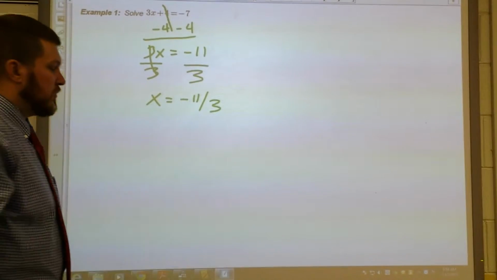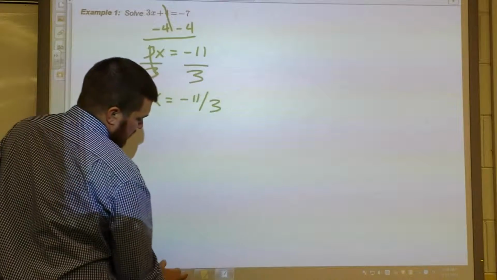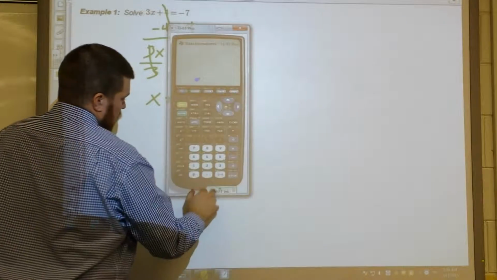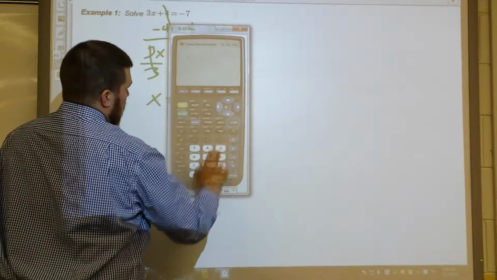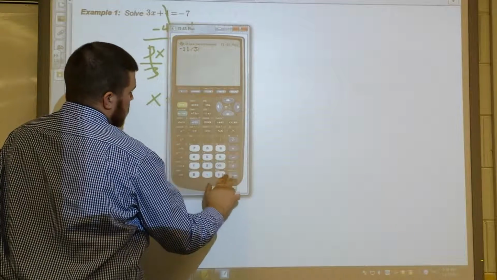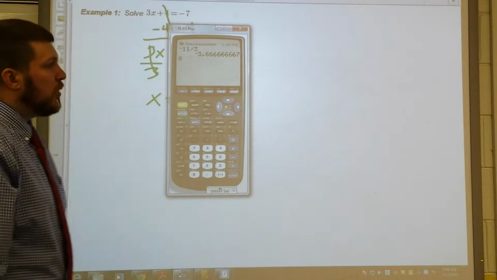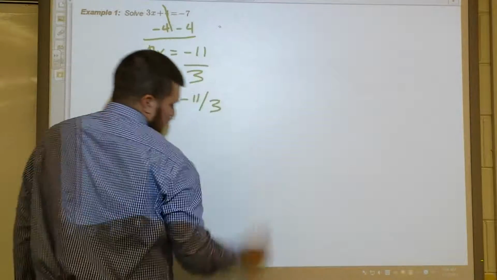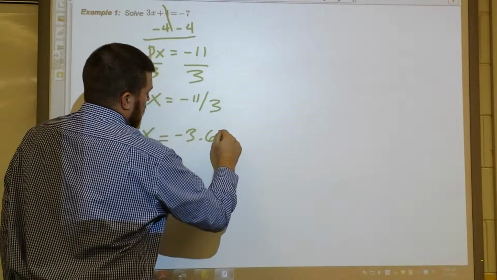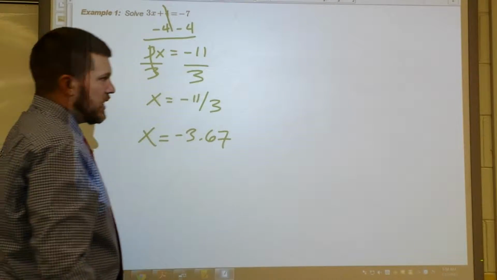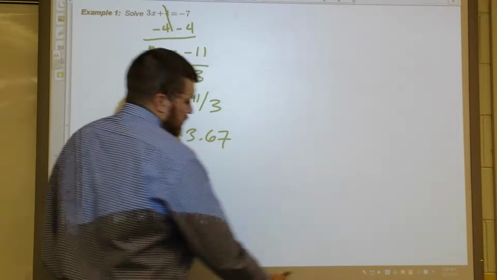Now you can either leave it as a fraction or just use your calculator to turn that into a decimal. So let's do that as well. On my main screen, negative 11 thirds, I get negative 3.67 if I round, which rounding is okay. Just remember that is a rounded answer, so it's not the exact answer, but it's pretty close.